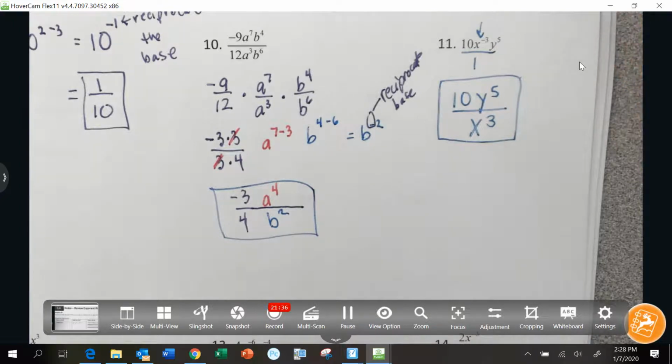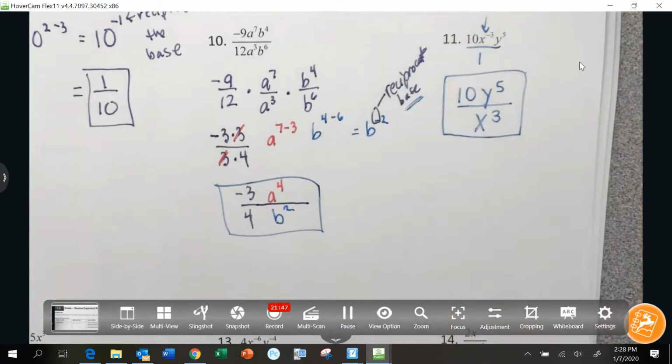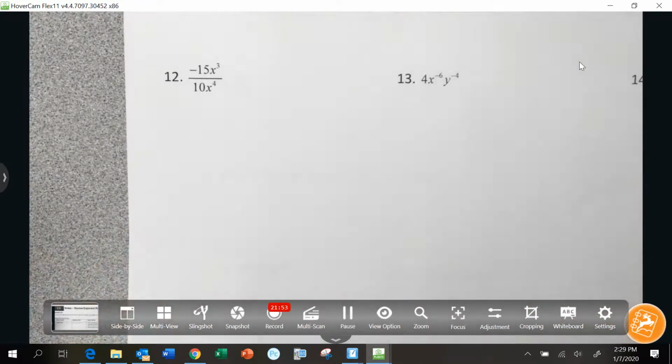Is x to the negative 3 one third? No, because we reciprocate the base, not the exponent. It's reciprocate the base. Okay? And then keep the same exponent. Just make it positive. All right, next one.